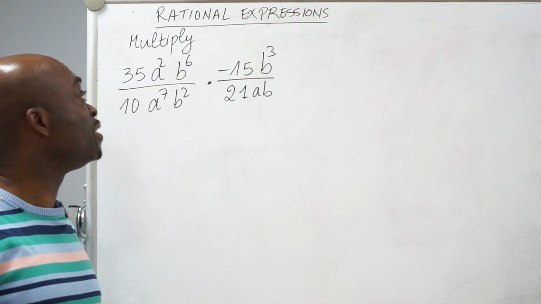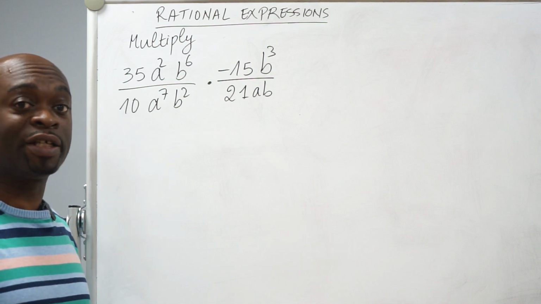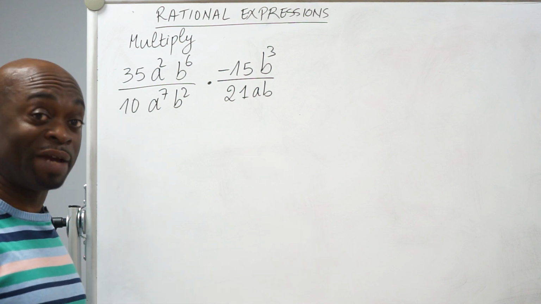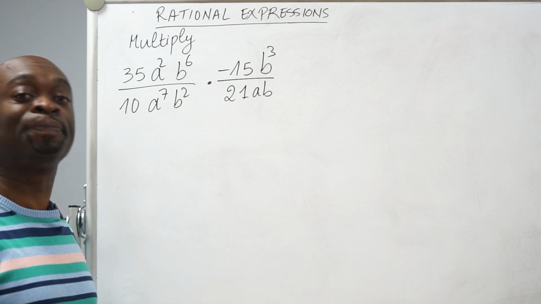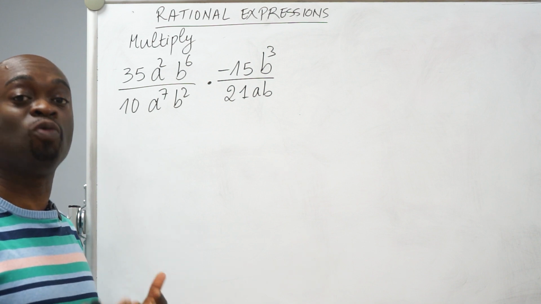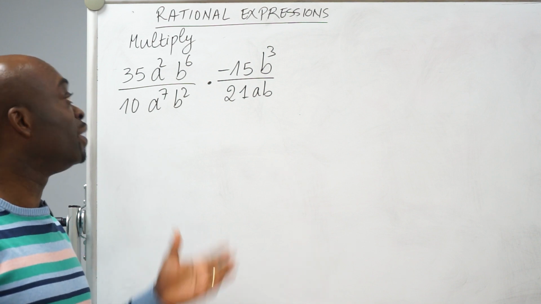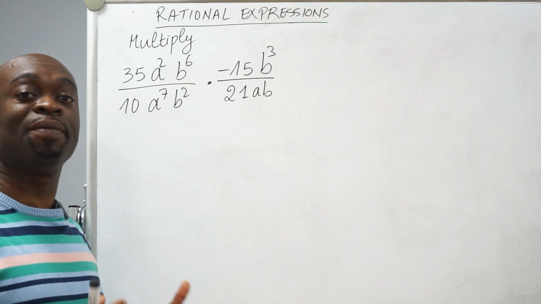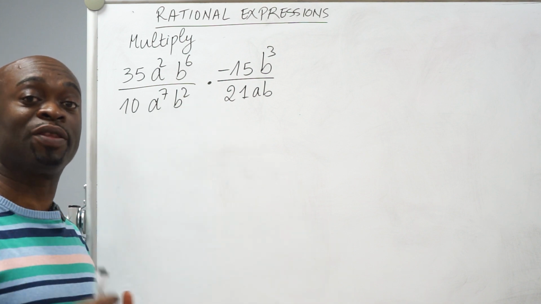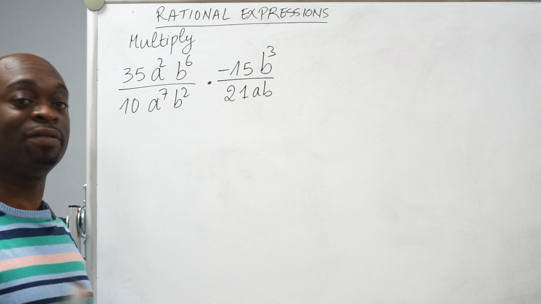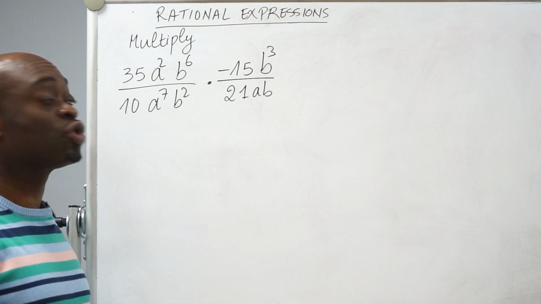Rational expressions, guys. We want to multiply these two problems. We dealt with the same problem in another video, in a different way. That was a different method, but this one is another method. I said there are two methods to do that, and one is this one here. So what does that mean?